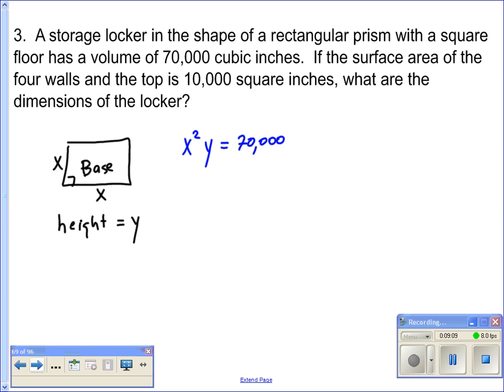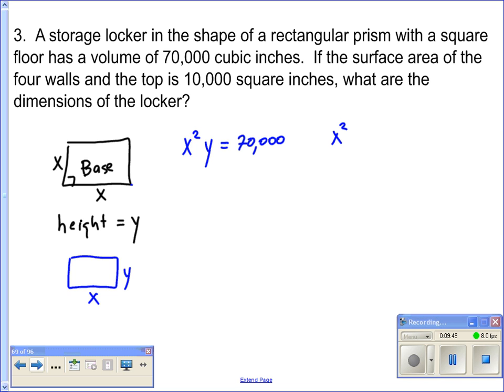And then now that we have that equation set up, we need to move on and think about setting up the other equation, which deals with the surface area here. So we know that the 4 walls and the top is going to be 10,000 square inches. So if that's the case, then what we need to say is, okay, the base of this is going to be x squared. That's the area of the base. In addition to that, we have 4 sides. Now, if you think about this diagram here, each one of the sides is going to have that x base, but it's going to have a height of y.